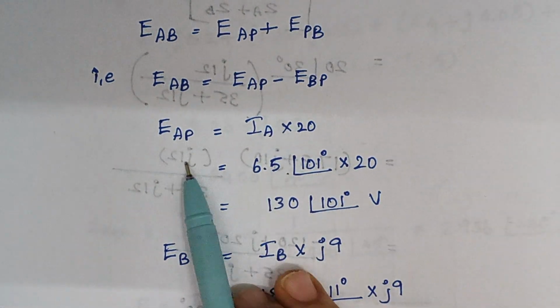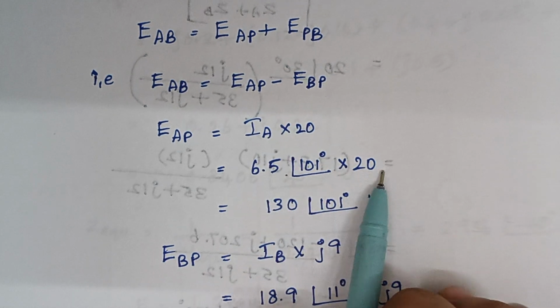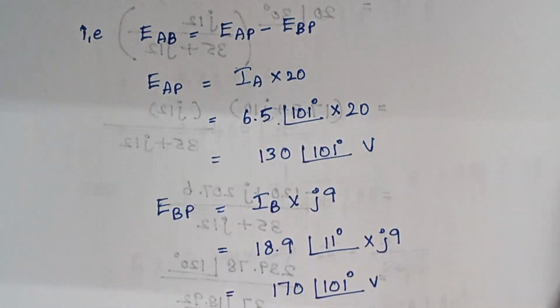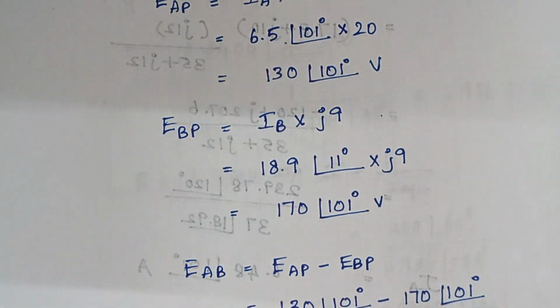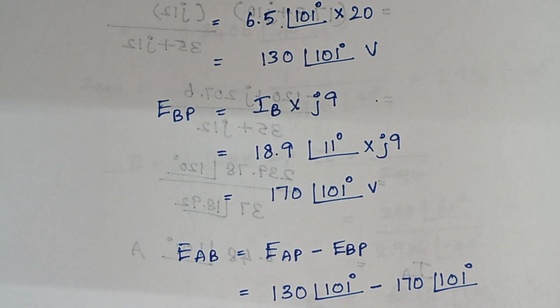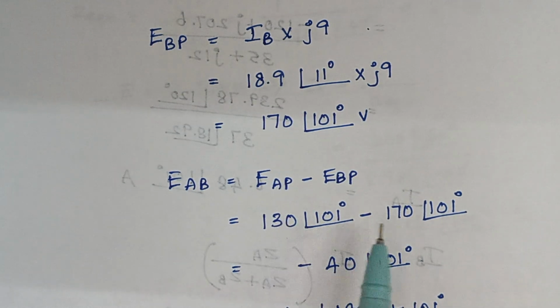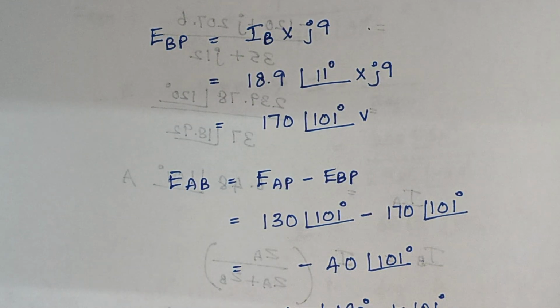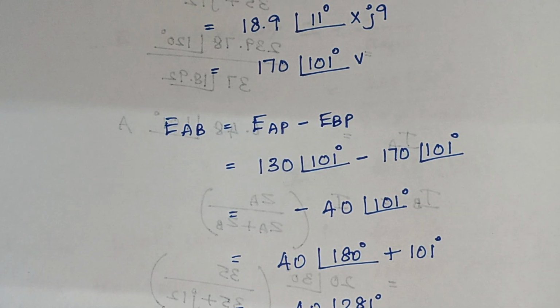So again EAP is IA into 20, right? We know what is the value of IA, just multiply. Similarly EBP is given by IB into J9. So once we are done with EAP and EBP, just substitute it here in this expression. Once you substitute here in the expression, the answer is minus 40 with an angle of 101 degrees.